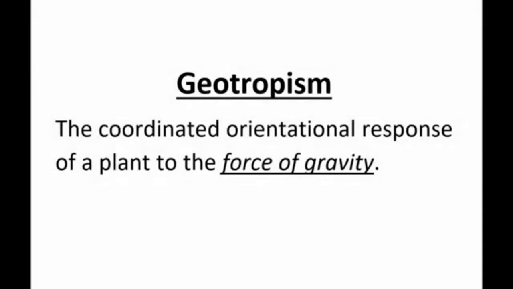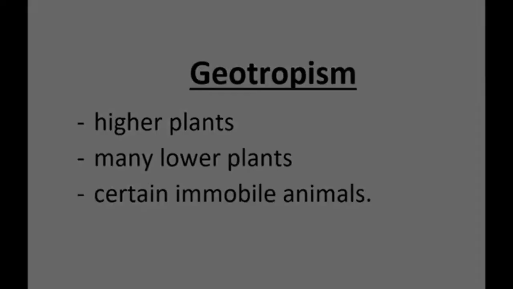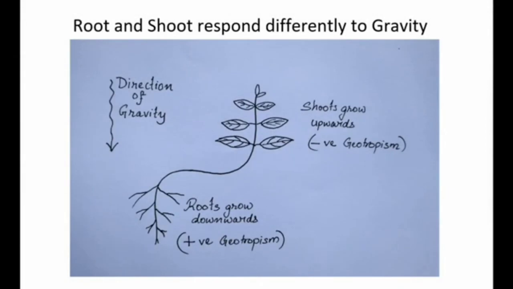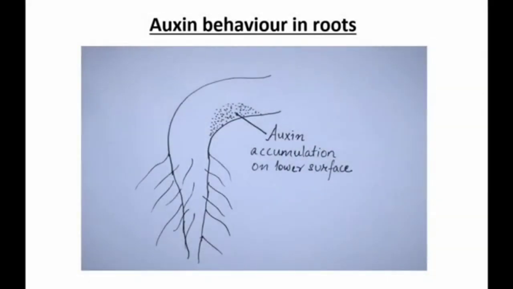Geotropism may be defined as the coordinated orientational response of a plant to the force of gravity. Geotropism is exhibited by all higher plants and many lower plants, including certain immobile animals. Plant roots are usually positively geotropic and move towards the stimulus of gravity, while shoots are negatively geotropic and move away from gravity. The effect of auxins in roots is just the opposite to that in the shoot tips. In roots, auxins accumulate on the lower side of the roots and retard rather than accelerate the growth and extension of cells on the lower surface, thereby causing a downward curvature of the roots.